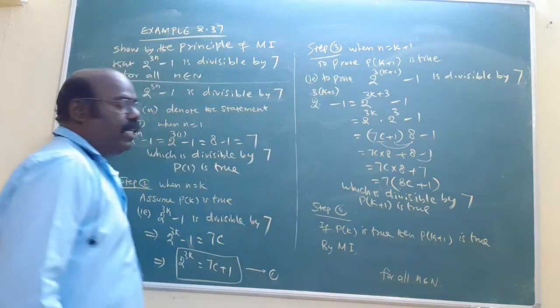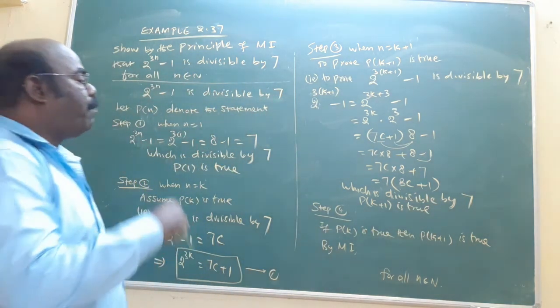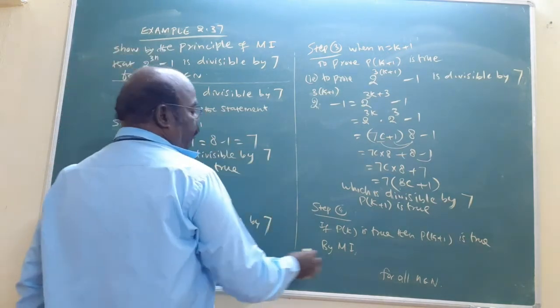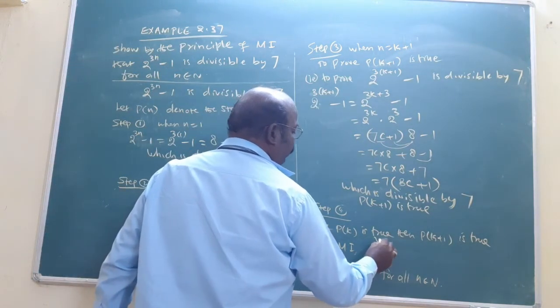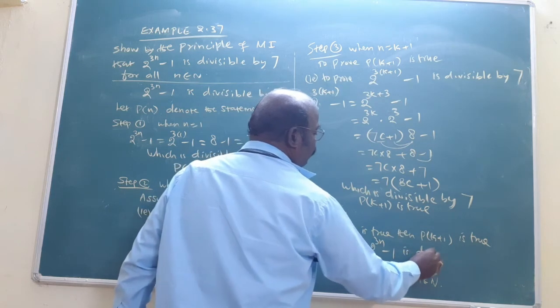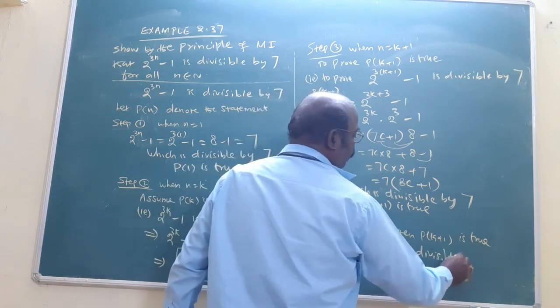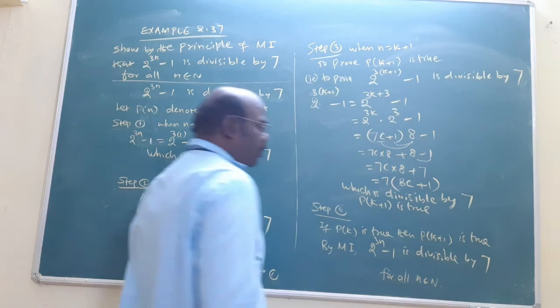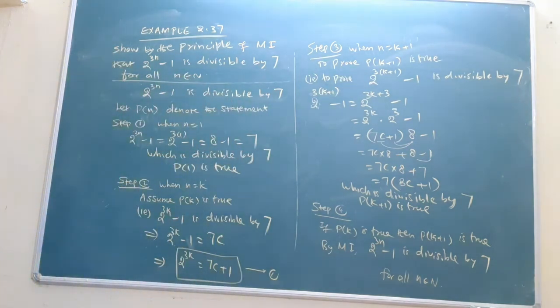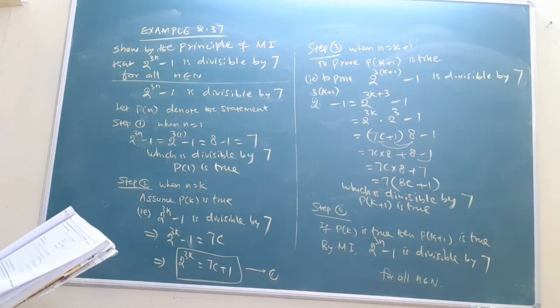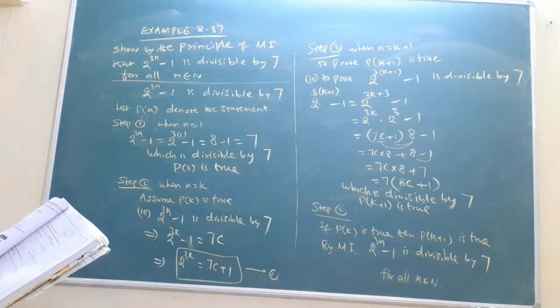Therefore, the conclusion is, if P of k is true, then P of k plus 1 is also true. Write the conclusion: by mathematical induction, it is true for all n belonging to natural numbers. That's all for this question. Only one more question is there.